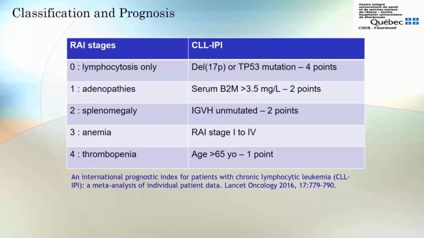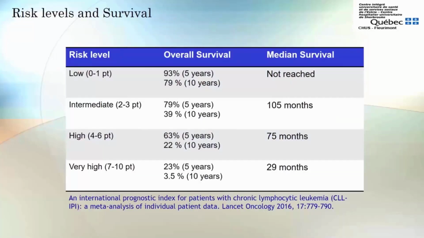Newly diagnosed or treatment-naive patients are classified using the CLL IPI, which combines both clinical characteristics divided in 5 risk stages, and also genetic characteristics. As you can see, only TP53 alterations and IGHV mutation status have a specific value in the CLL IPI. These characteristics define 4 risk levels with distinct overall and median survival and will lead to the ultimate clinical decision: to treat or not to treat the patient.